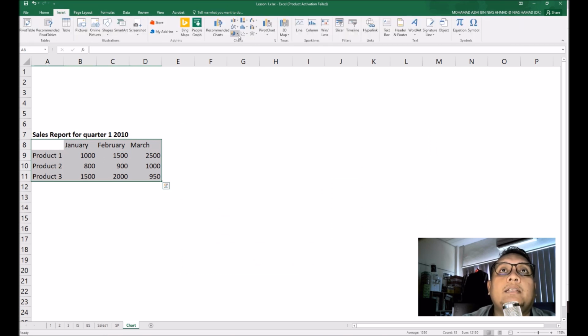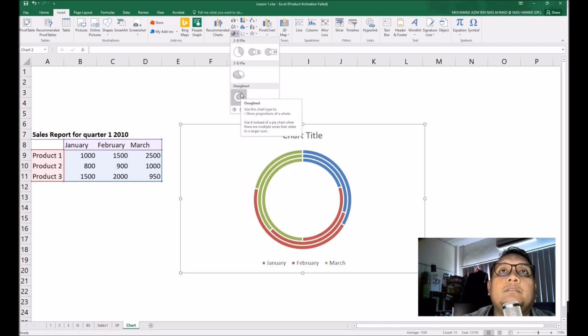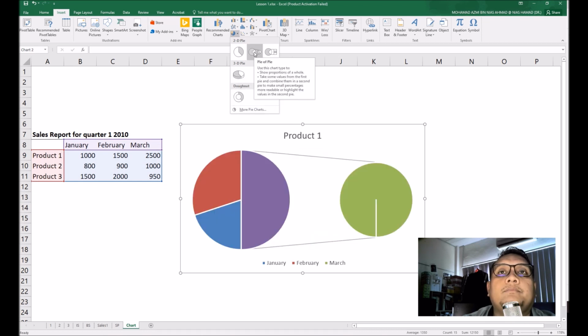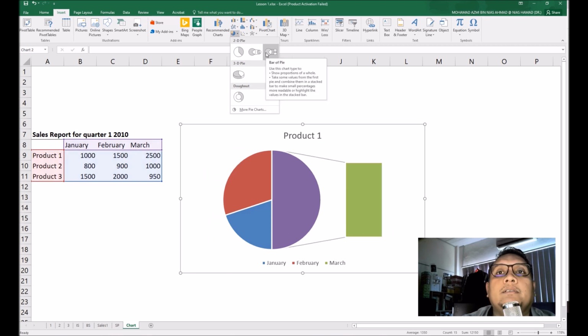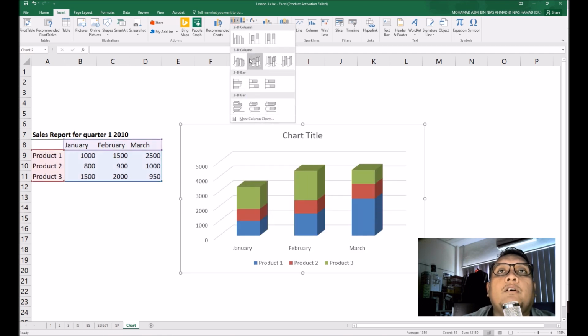try other charts like pie chart. Okay, like donuts, like I don't know, pie of pie. Yeah, okay, and so on. Okay, you can experiment with all kind of charts provided here.